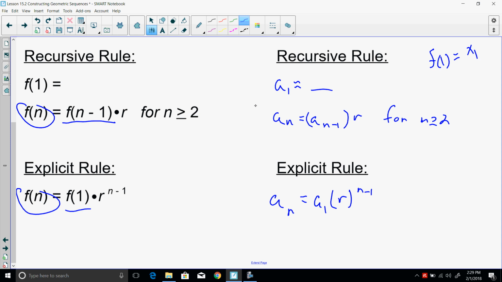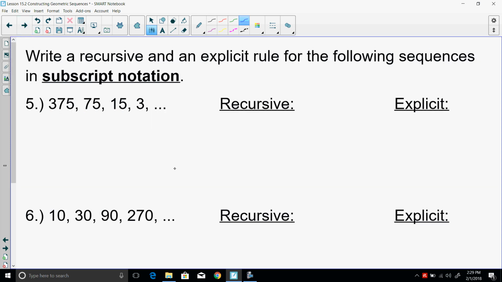If you need to rewind the video to have that explained one more time, do that, but I'm going to be moving on here so I don't waste a whole lot of YouTube time. It says write a recursive and explicit rule for the following sequences, but now we're going to use subscript notation. So we have to go through the same exact process that we had before.